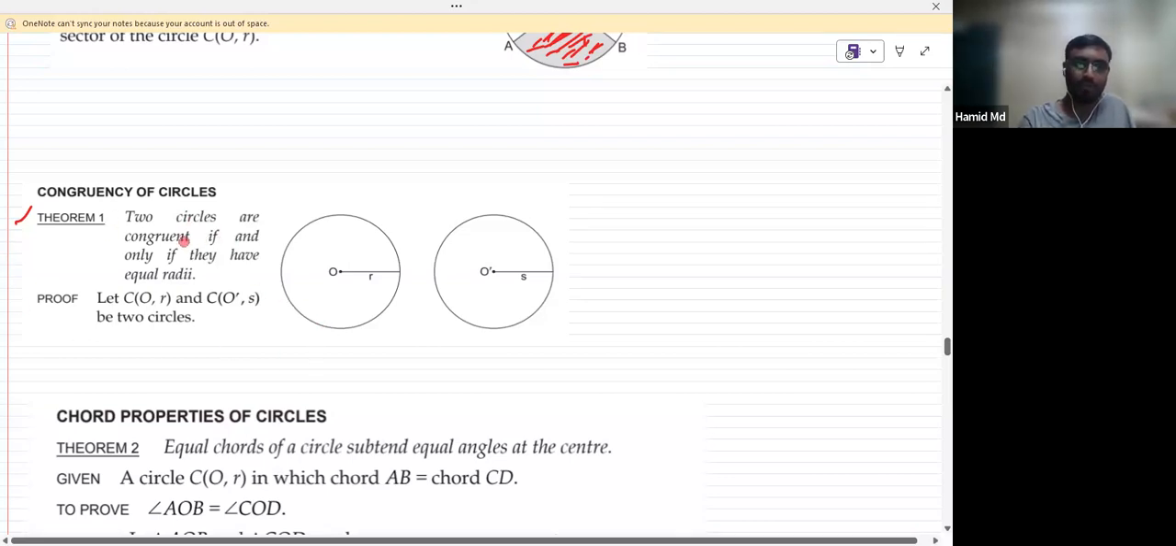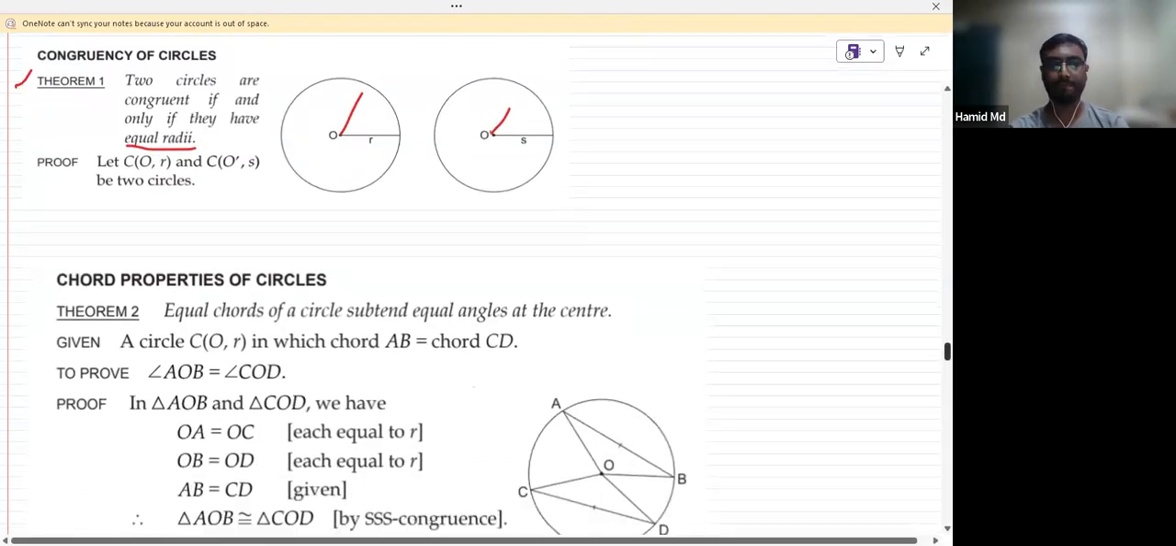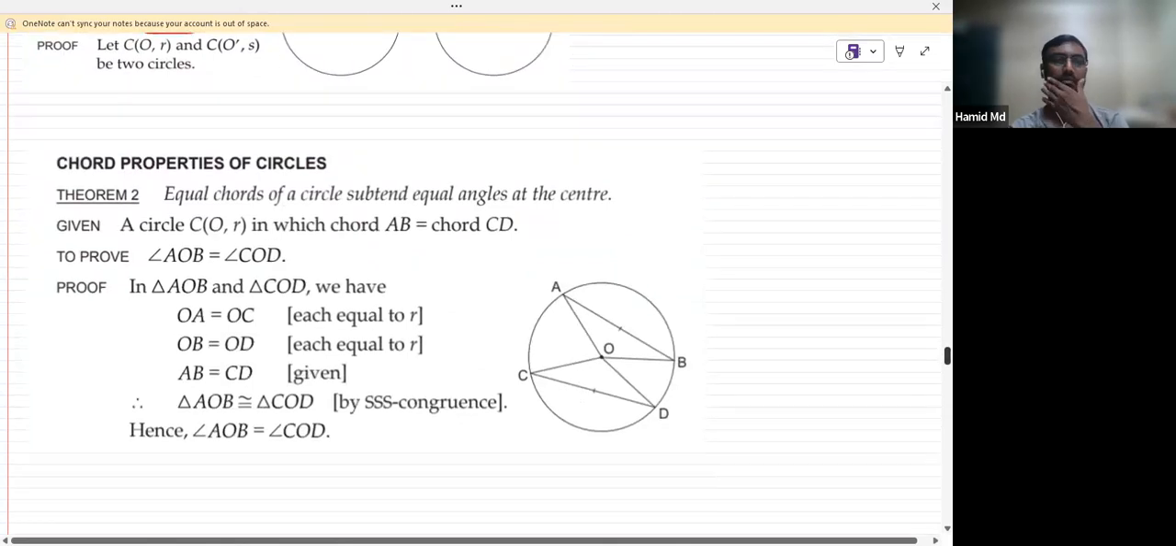Two circles are congruent if and only if they have equal radii. If you are drawing two circles of the same radius, you will find matching properties. Got the point? That's why it's being called congruent. So this was the first theorem.